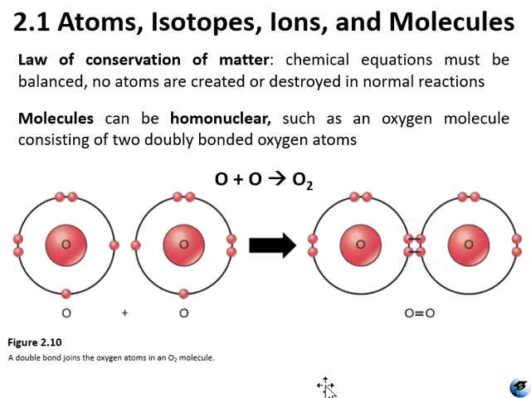A homonuclear reaction is one that occurs between atoms of only one element. Homonuclear molecules may consist of various numbers of atoms, depending on the element's properties. Some elements form molecules of more than one size. This is an example. Figure 2.10 is an example of a homonuclear reaction where two atoms of oxygen combine to form an O2 oxygen molecule.